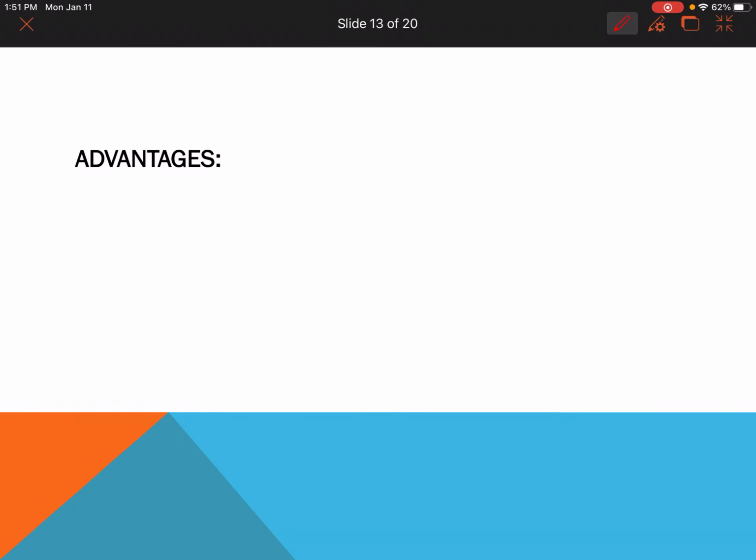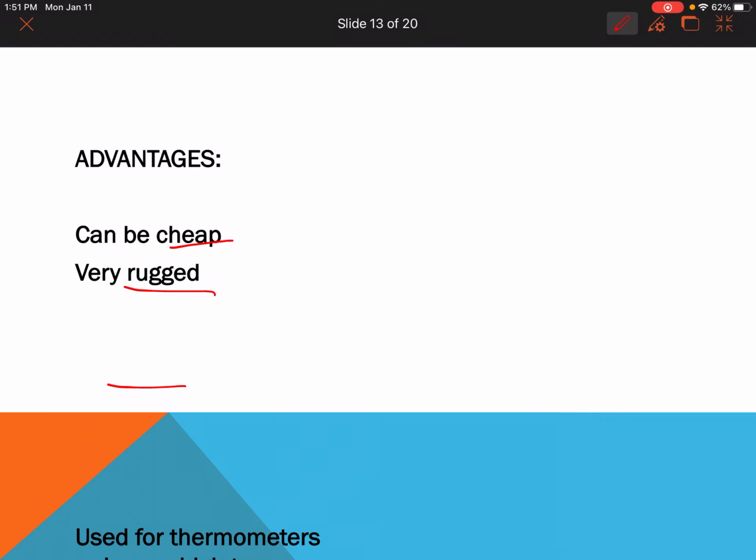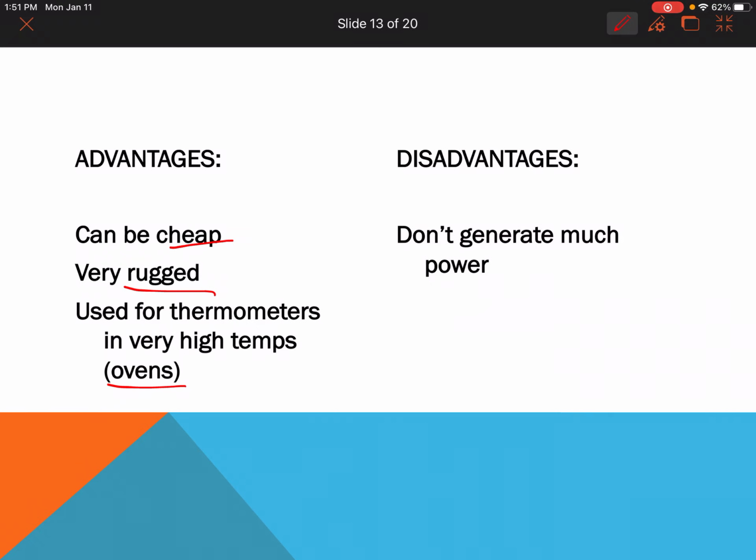Okay, advantages to this: can be cheap, very rugged, so they're not going to break on you. Used for thermometers and very high temperatures, so ovens. If you have a thermometer in your oven, well, every oven would, to be able to tell the temperature, they're made of thermocouples. Now, disadvantages to this: they don't generate much power, so that would be the only real disadvantage here. So it doesn't generate a lot of power, not always particularly useful.